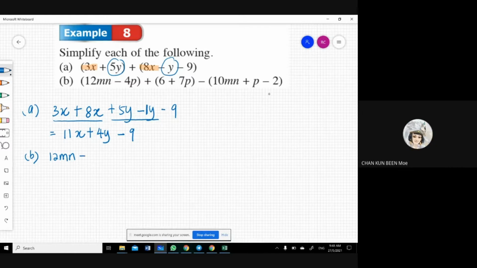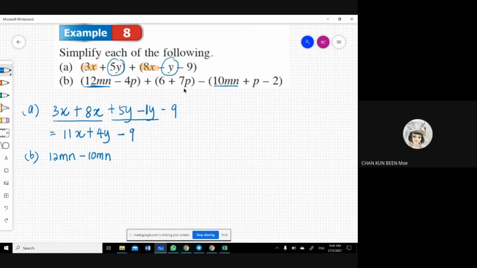Minus 10mn. Very good. Minus 10mn, because of the sign over here: negative times positive is negative. Okay, what is the second pair? We already got the first pair. What is the second pair of like terms? 4p and 4p, 7p and p.